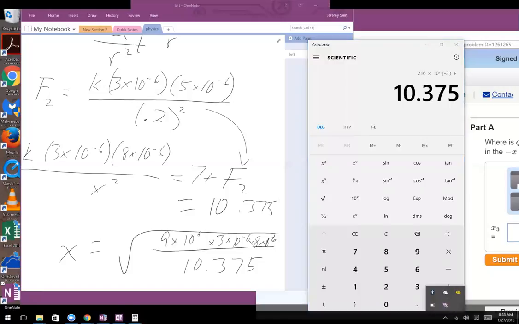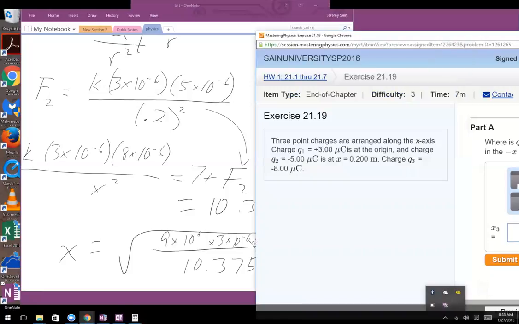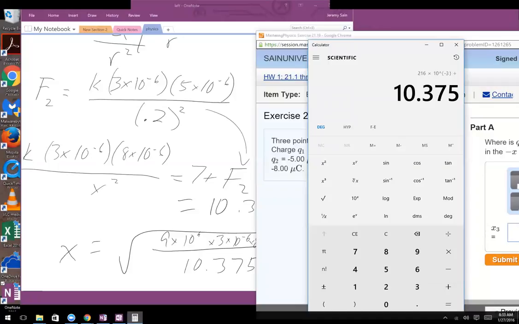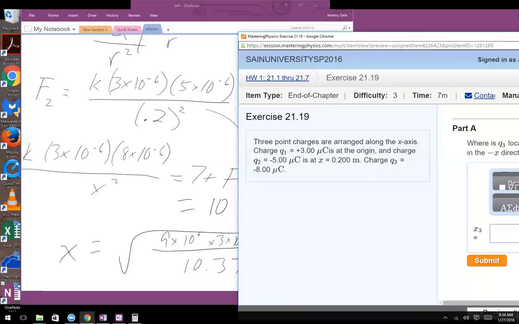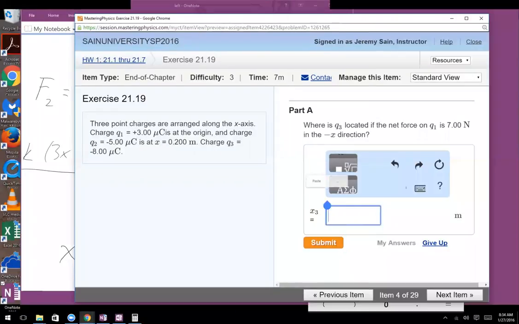10.375 equals, whoa. I do have a question. Should that be a negative 8? Really, yeah, but we kind of already took care of the directions at the beginning when we said this one's going left. So we don't have to do that anymore. And then square root of that. So I got 0.144. Let's try it.